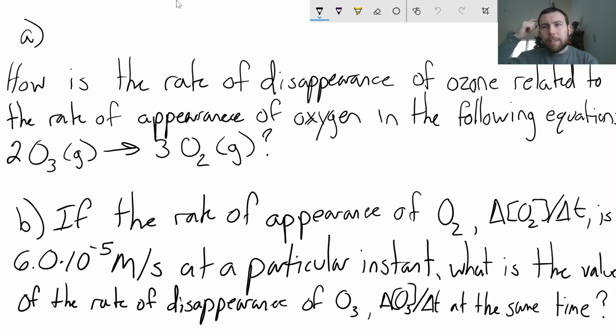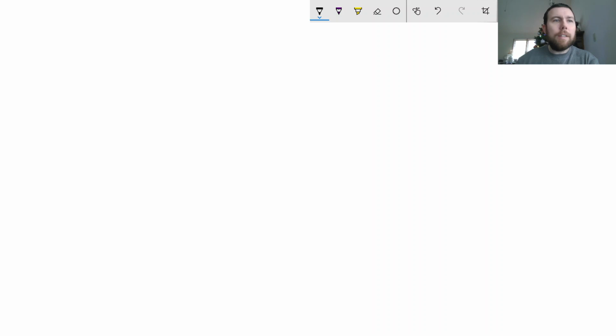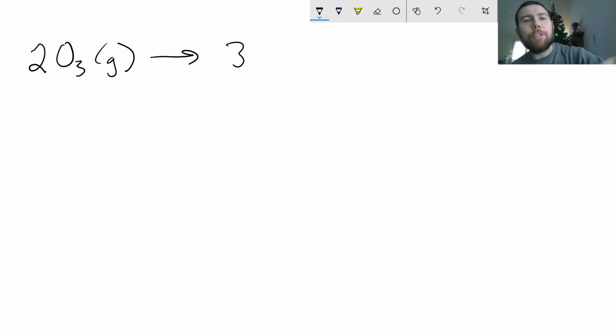And so what I'm going to be doing is opening up a new document. So I'm going to have to clear this one and go to another one, right? And so let's just deal with the first one. They give us the stoichiometry and they want us to write a rate and show the relationship between ozone and oxygen. So if you remember, the equation they gave us was 2O3 gas goes to 3O2 gas, right?